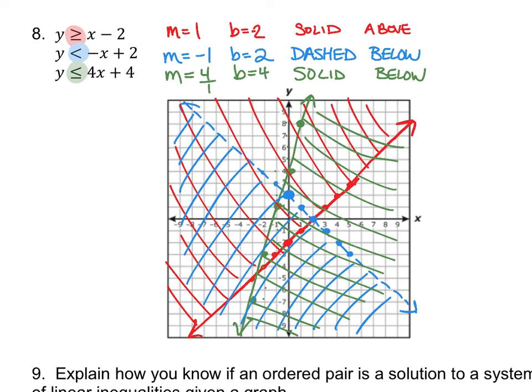Now that looks messy, but do you notice that there is a dashed and solid region right here where all of the colors overlap? That is called the solution to my system of inequalities. That's where all three colors very messily overlap.